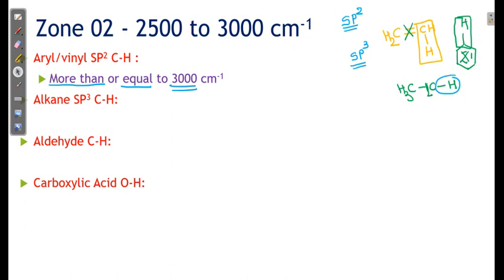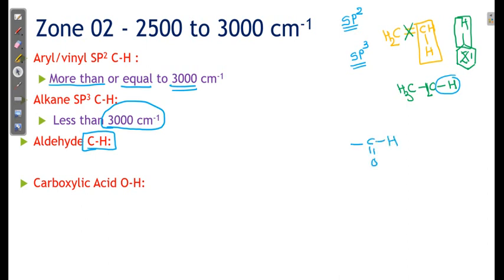Then I can say this is sp2 carbon-hydrogen. Then less than 3000, I can say it is due to sp3 carbon and hydrogen. So in aldehydes and ketones, in the case of aldehydic hydrogen, this is a very characteristic signal. And to remember it, I can say it like this: suppose CHO, this is an aldehydic proton.